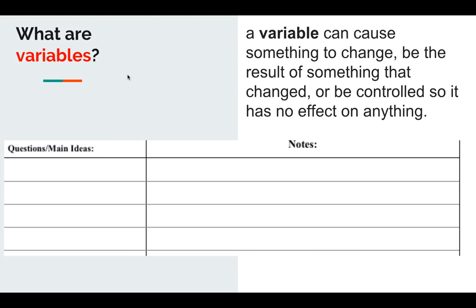So a variable is something that can cause something to change, the result of something that can be changed, or it can be controlled, so it has no effect on anything. Okay, so go ahead and write that down on your notes. So pretty much a variable is something that we change or something that changes in an experiment.